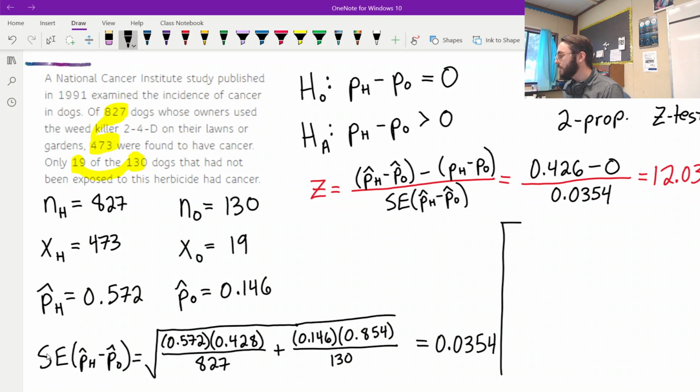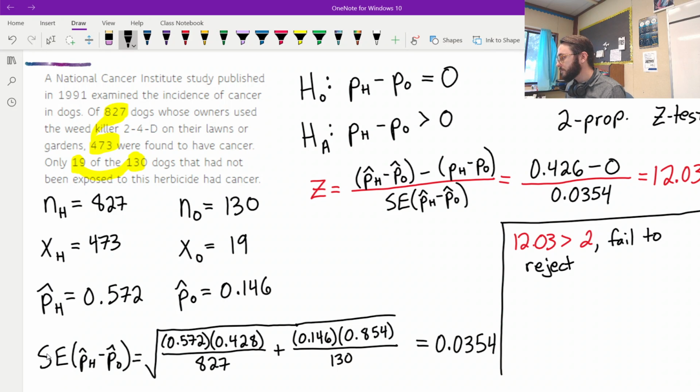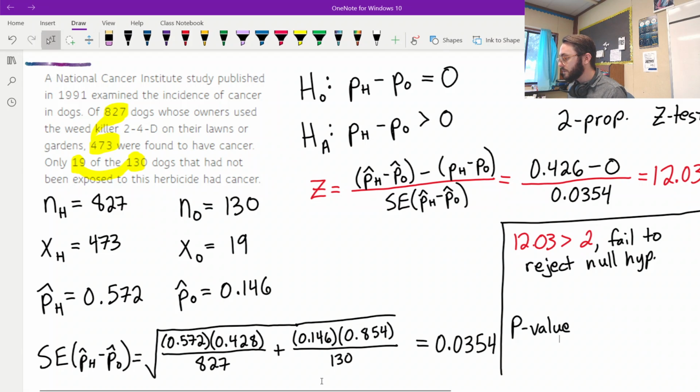So here we go. Okay. So we can reject it for 2 reasons again, right? The z-score alone, okay, so 12.03 being greater than 2 causes us to reject the null hypothesis. Okay. Now, what does that look like for the p-value? Obviously, we would expect a p-value to be very, very small, so let's find out.